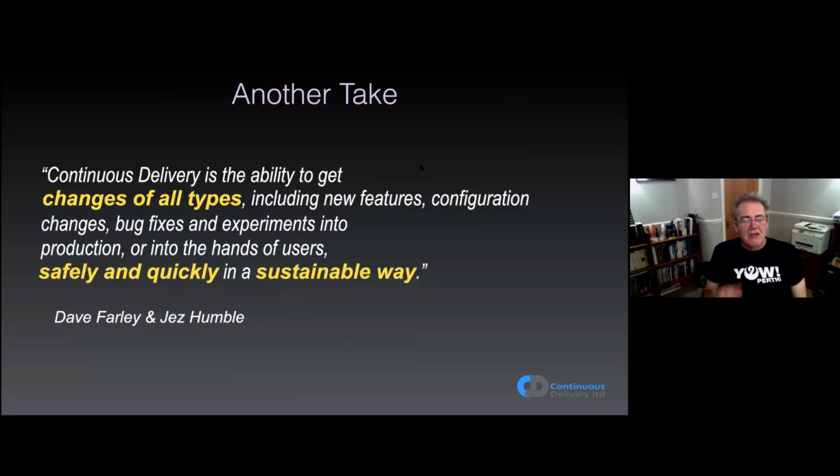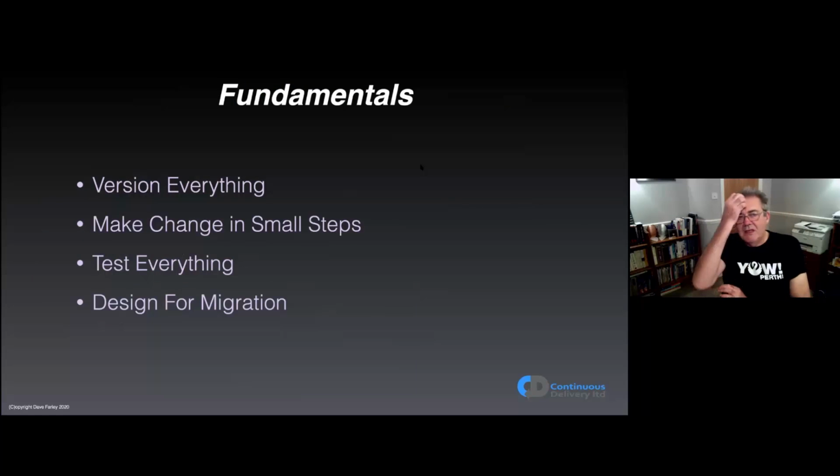anything else. If we want to be getting into the realms of an engineering approach, then we're going to be deterministic about data as well as everything else. So we want to version everything. We're going to make change in small steps so that we can limit the blast radius if something bad does happen. Simplify each change so it's easier to reason about, easier to understand. We're going to test everything that we can think of pretty much, and we're going to use our desire to achieve all of those things to design for migration.